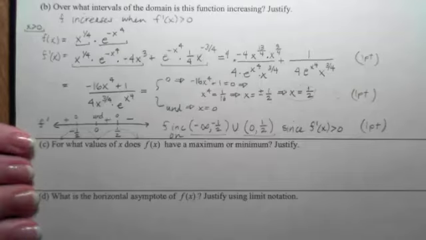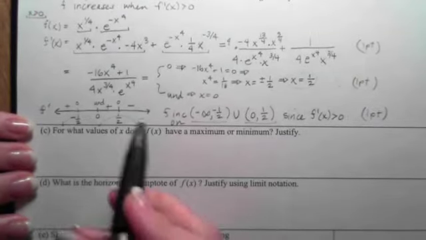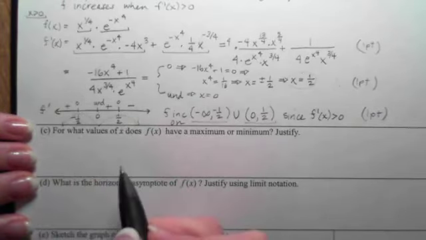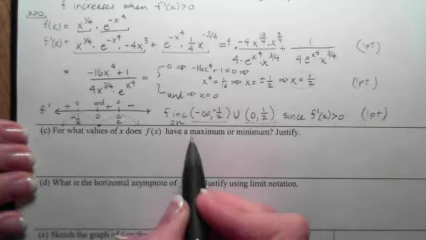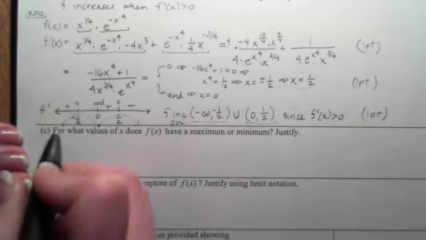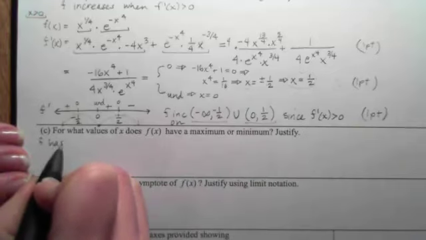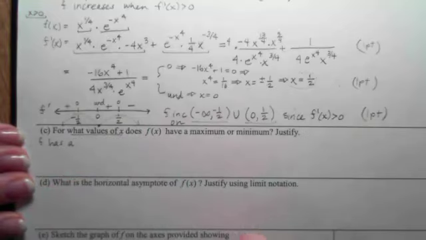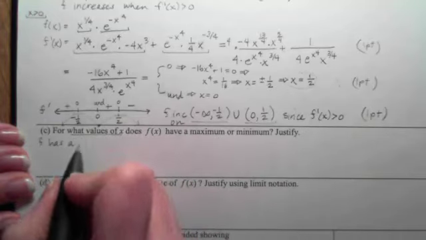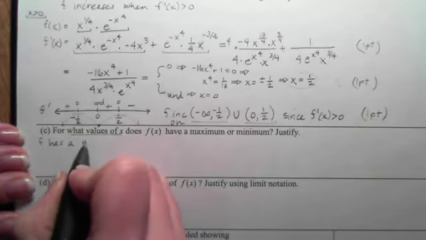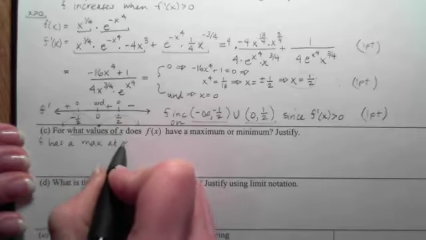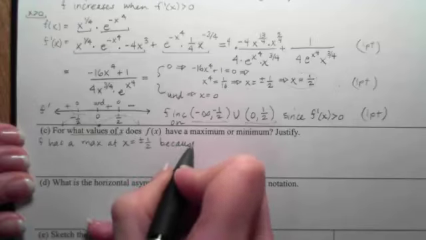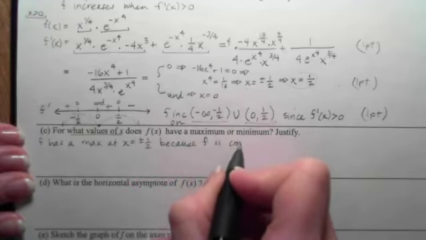Next, if we look at part C, this is going to come off of the information for what we've done here. We can see that we have a max up here and at here, and then a min at 0. So if I want a max and I have to justify, I can say f has a max. Now notice it says what values of x, so I don't want to know what the y coordinates are yet. I might later, but right now I just want the values of x. So f has a max at x equals plus or minus a half because f is continuous.